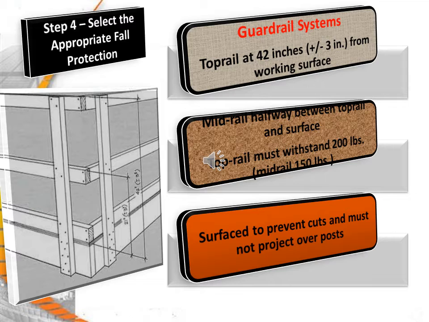Guardrail systems. A top rail at 48 inches plus or minus 3 inches from the working surface. A mid rail, which is between the top rail and the surface. The top rail must be able to withstand 200 pounds of pressure. The mid rail, 150 pounds of pressure. And it must be surfaced to prevent cuts and must not project over the posts.